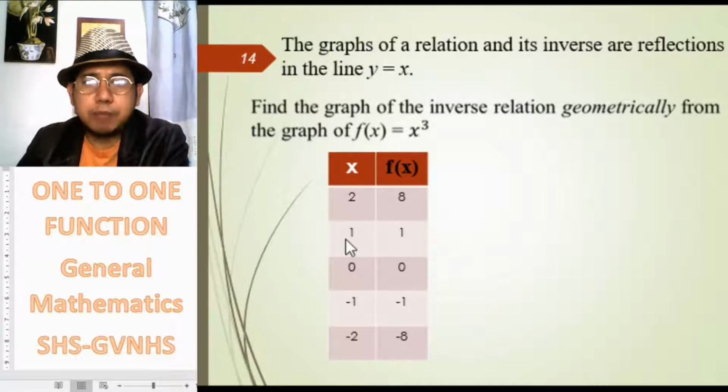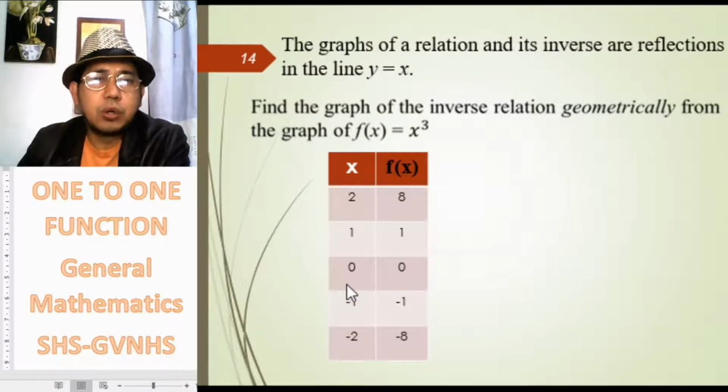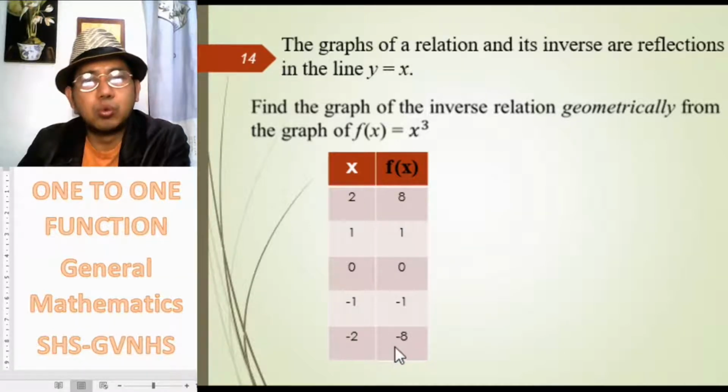My y would be 1 raised to 3, which will always give me a result of 1. At the same time, if my x is 0, my y will always be 0, or shall I say 0 raised to 3 will give me a result of 0. If my x is negative 1, my f of x or y will always be negative 1. At the same time, if my x is negative 2, my y will be negative 8. And so we are now ready to graph or plot these coordinates.